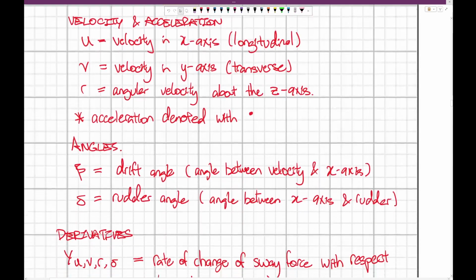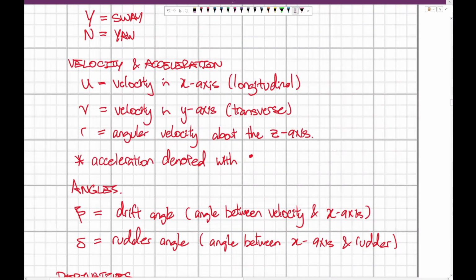The forces and the moments are affected by the rudder angle, which is denoted by this Greek symbol here, and it is the angle between the x-axis and the rudder, positive towards the port side. And then we also have a drift angle. Basically, boats drift all the time. They don't always head in the same direction that they're pointed, especially when you're turning. So that's known as the drift angle: the angle between the direction you're actually moving and where your ship is facing in the longitudinal axis.